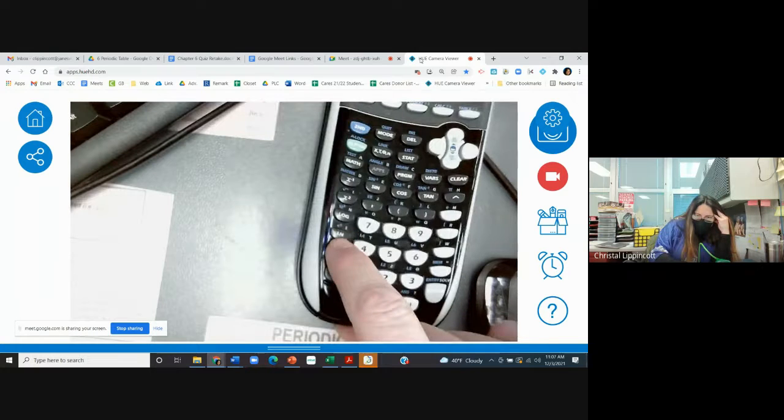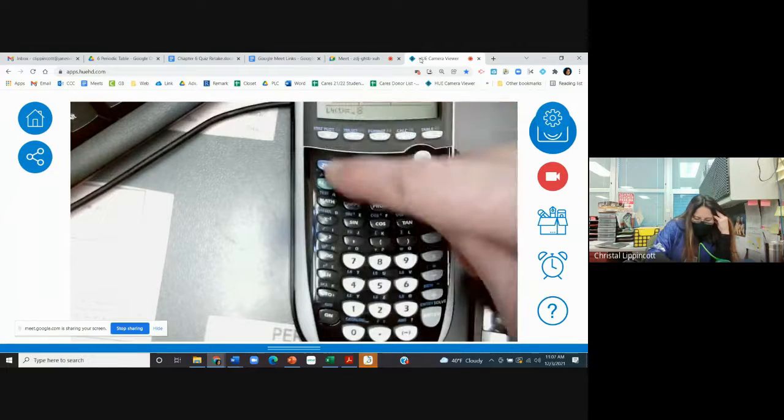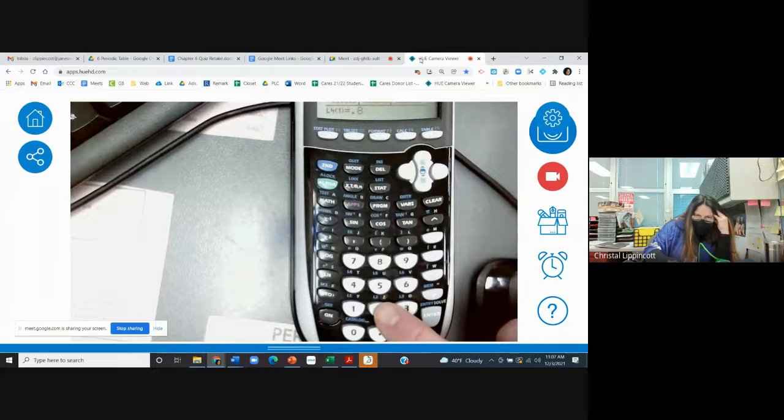Natural log is here. And then I do second and L2, and that's going to give me my list 2.